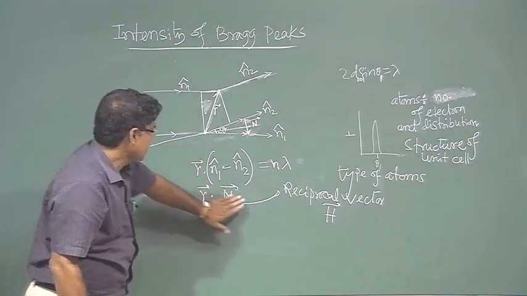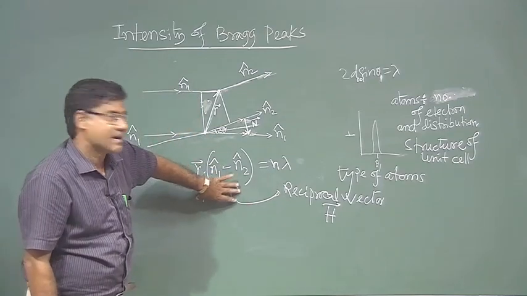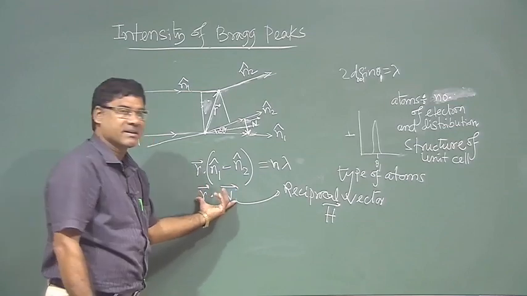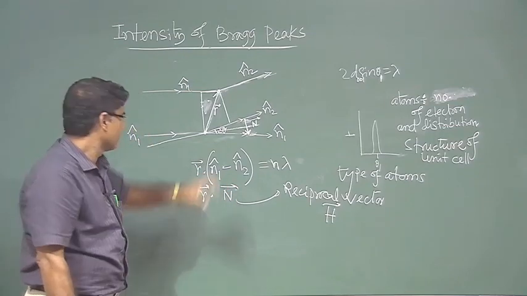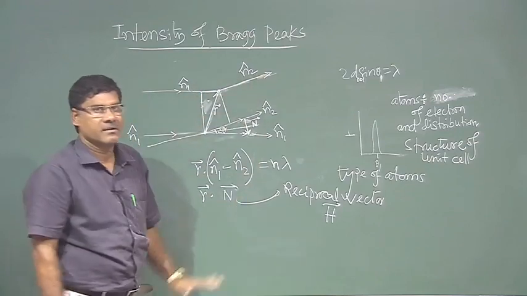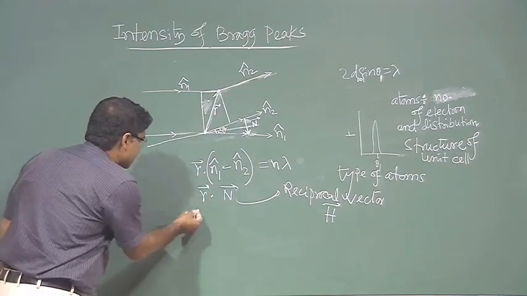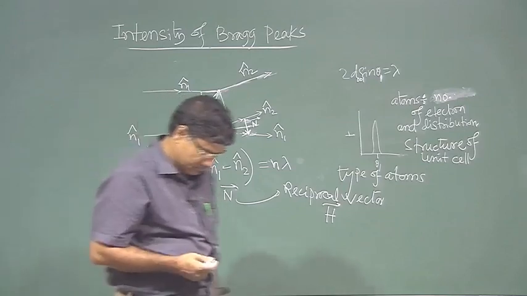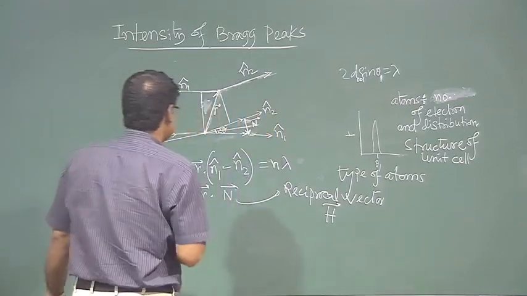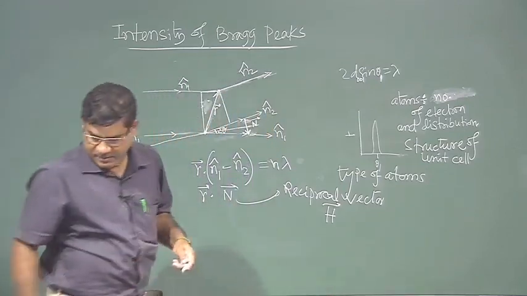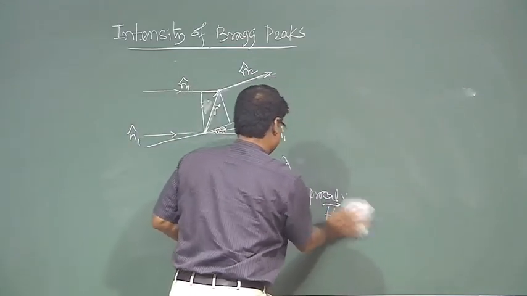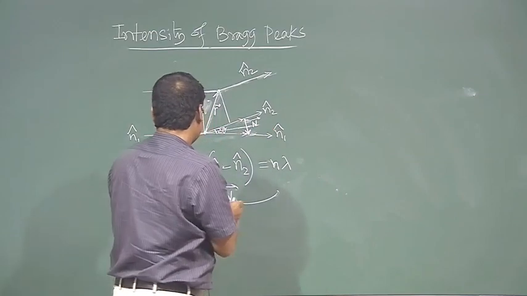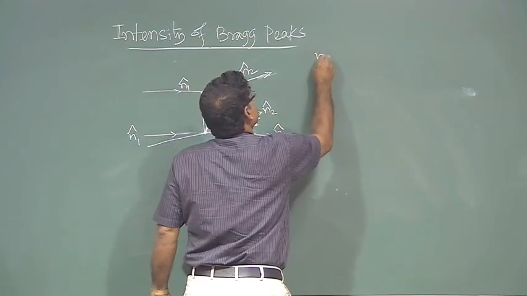So, this is a very important one, and this is the path difference, and this will give the phase difference between these scattered X-rays. How to write the phase difference? I will discuss this one. So, let me just write this R dot N, right.